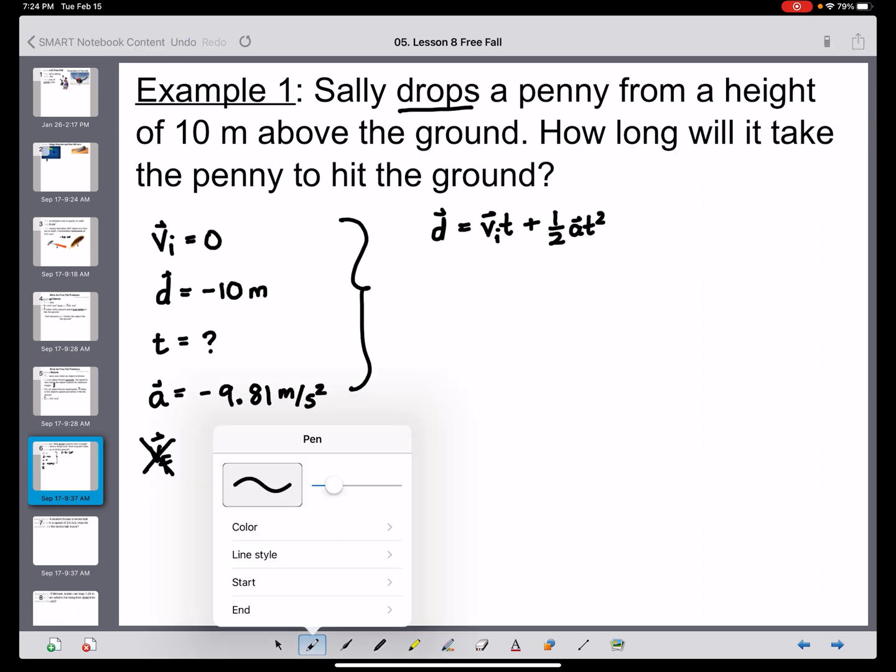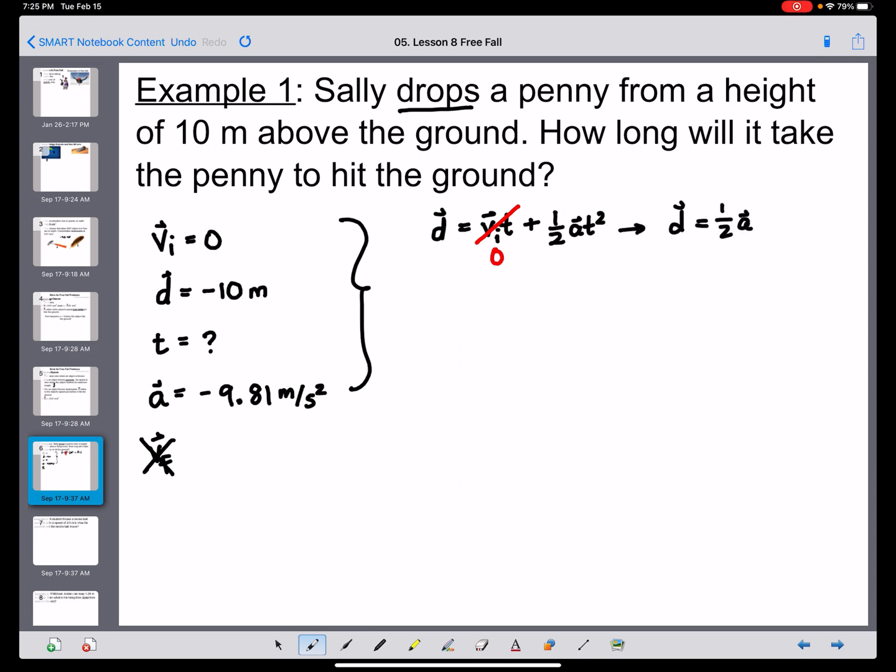Now, there's a trick you can do here which is going to make this easier. Because VI is 0, that means this entire VIT term is also going to be 0. So the formula really just becomes, if I rewrite it here, D is equal to 1/2 AT squared. Okay, so we're looking for T. So let's rearrange that formula. Let's multiply both sides by 2, so that gives us 2D. Let's divide by A, and let's square root.